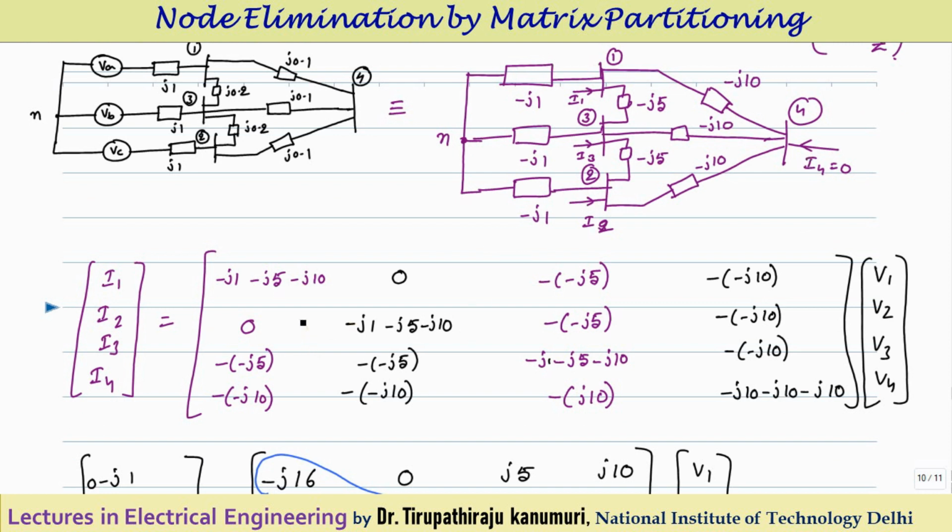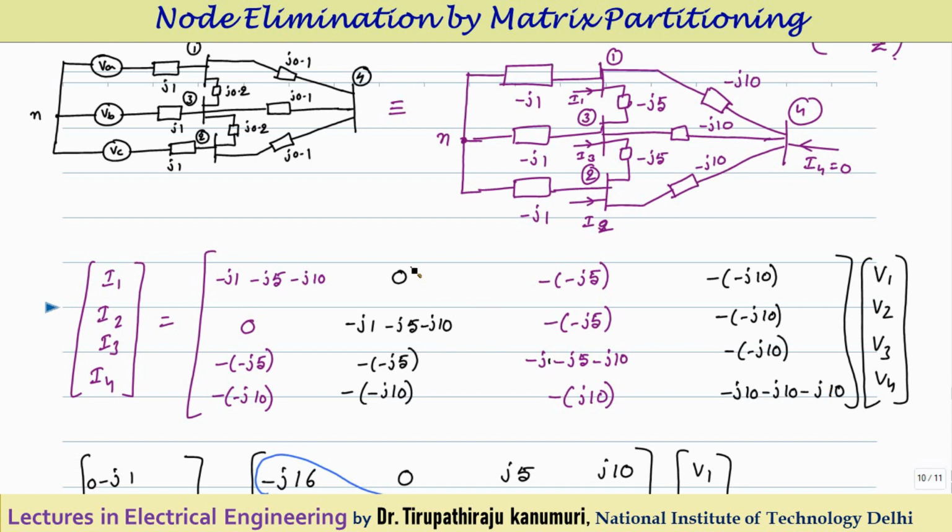We have already studied this in the last class. Y11 will be equal to the sum of all the admittances connected to that node. At node number 1, what are connected? Minus J1, minus J5 and minus J10 are connected. 3 admittances are connected. Similarly, coming to node 2, Y22 will be the same thing, all admittances connected to node 2. So this is my node 2, and all admittances connected to it are J1, J5 and J10. I have taken that. Similarly, node 3 is the same way. Similarly, for node 4, 3 are connected: minus J10, minus J10, minus J10. So self admittances are over.